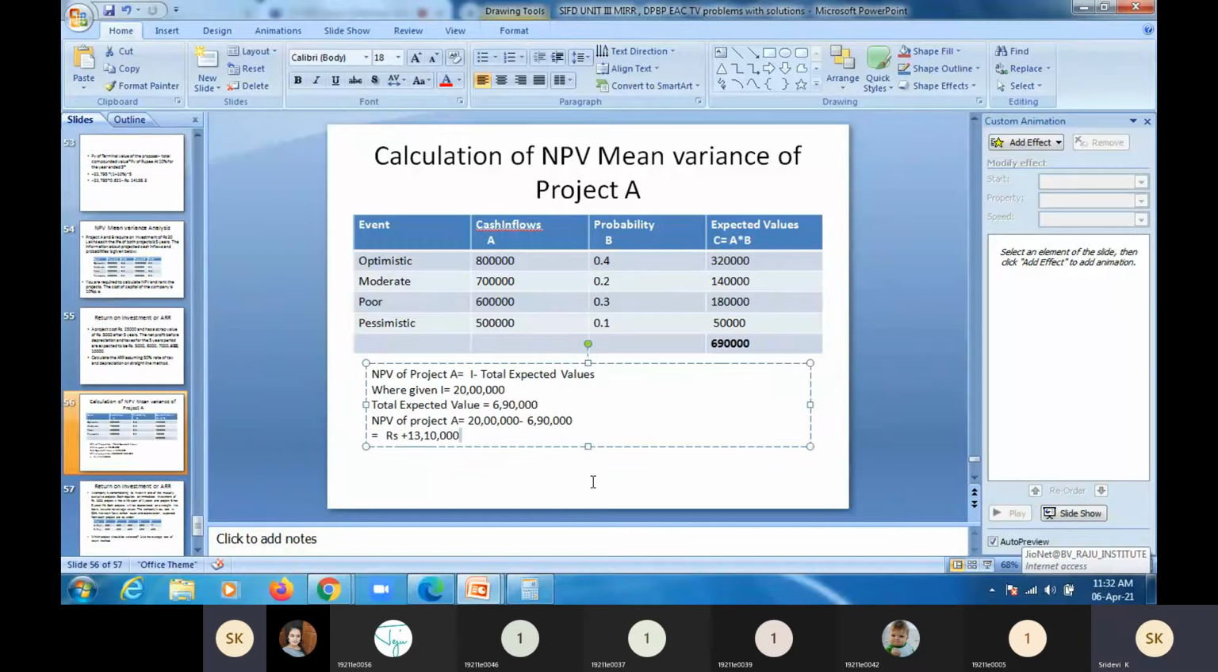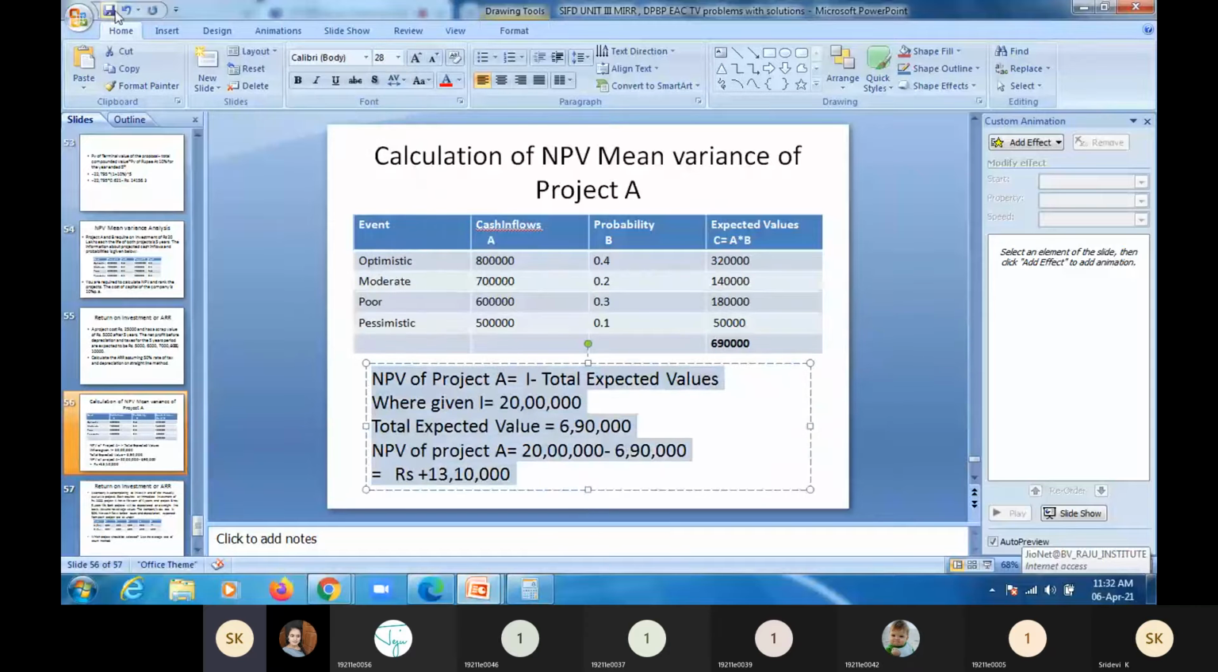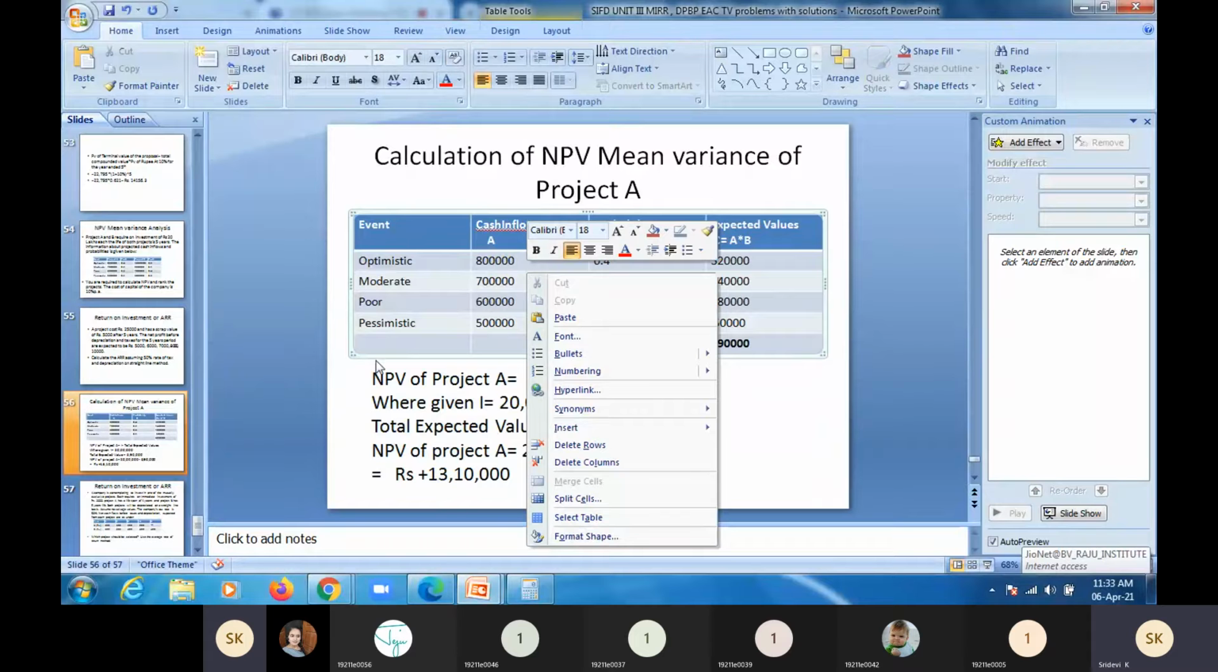Same way you calculate for project B. So in the same manner, if you calculate for project B, then you are going to recommend which project is the best project. Okay. So this is how you are going to calculate the NPV, mean variance of two projects. Will you calculate that for project B?